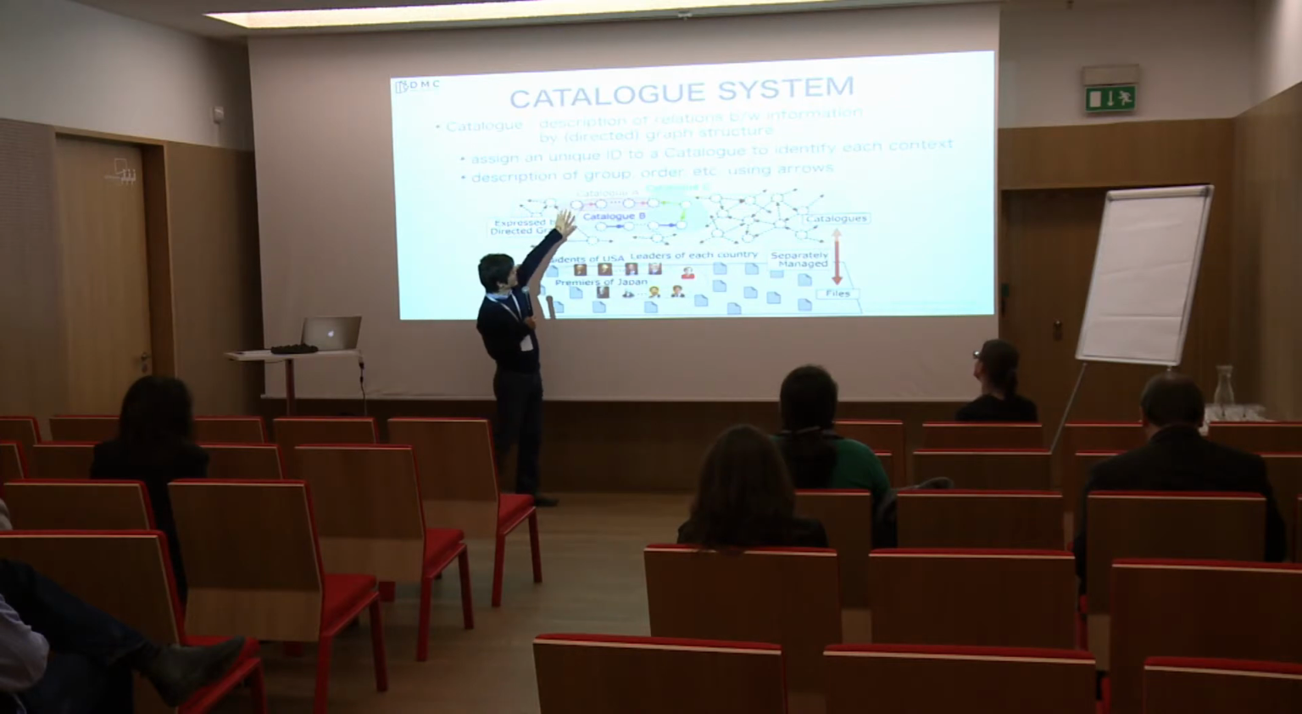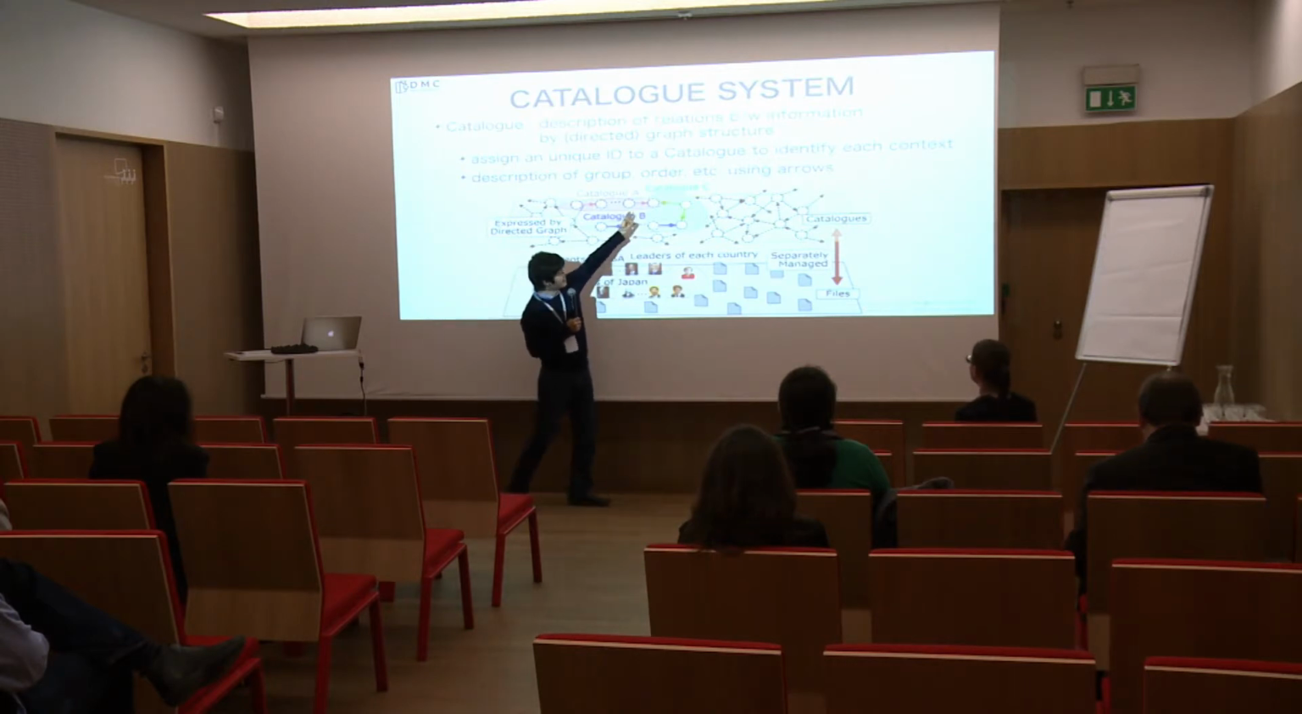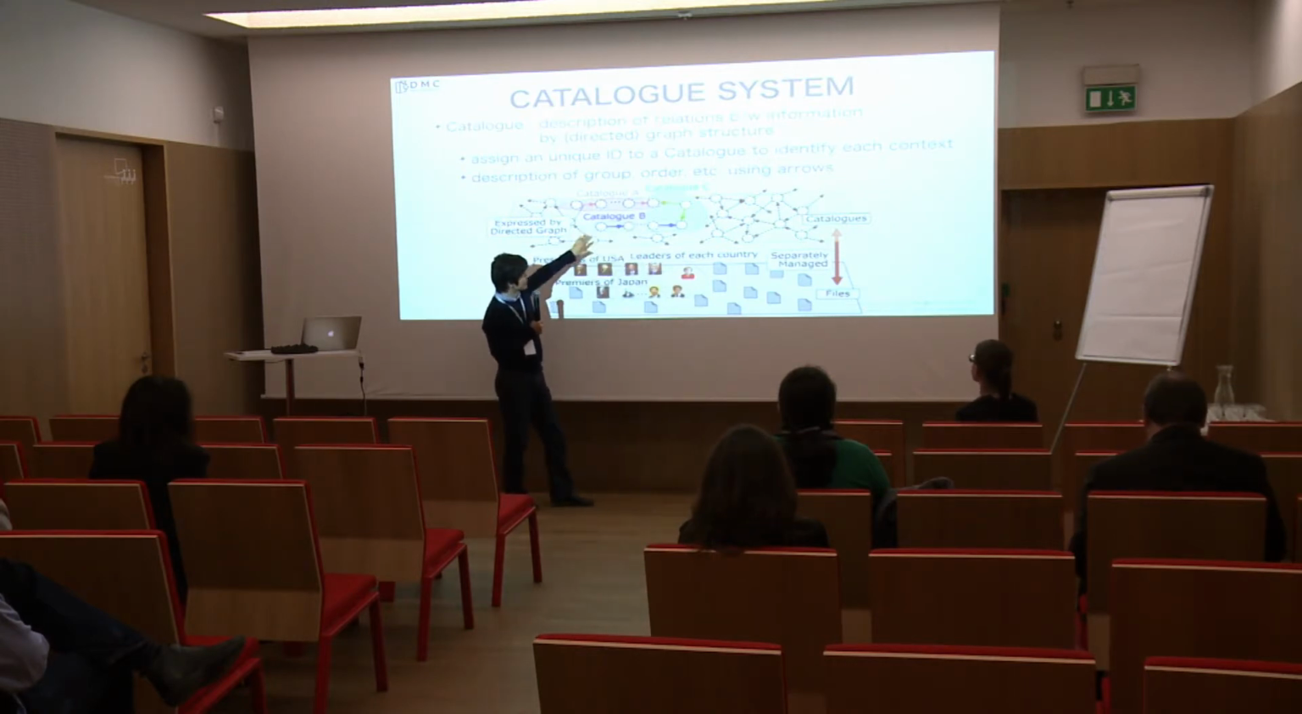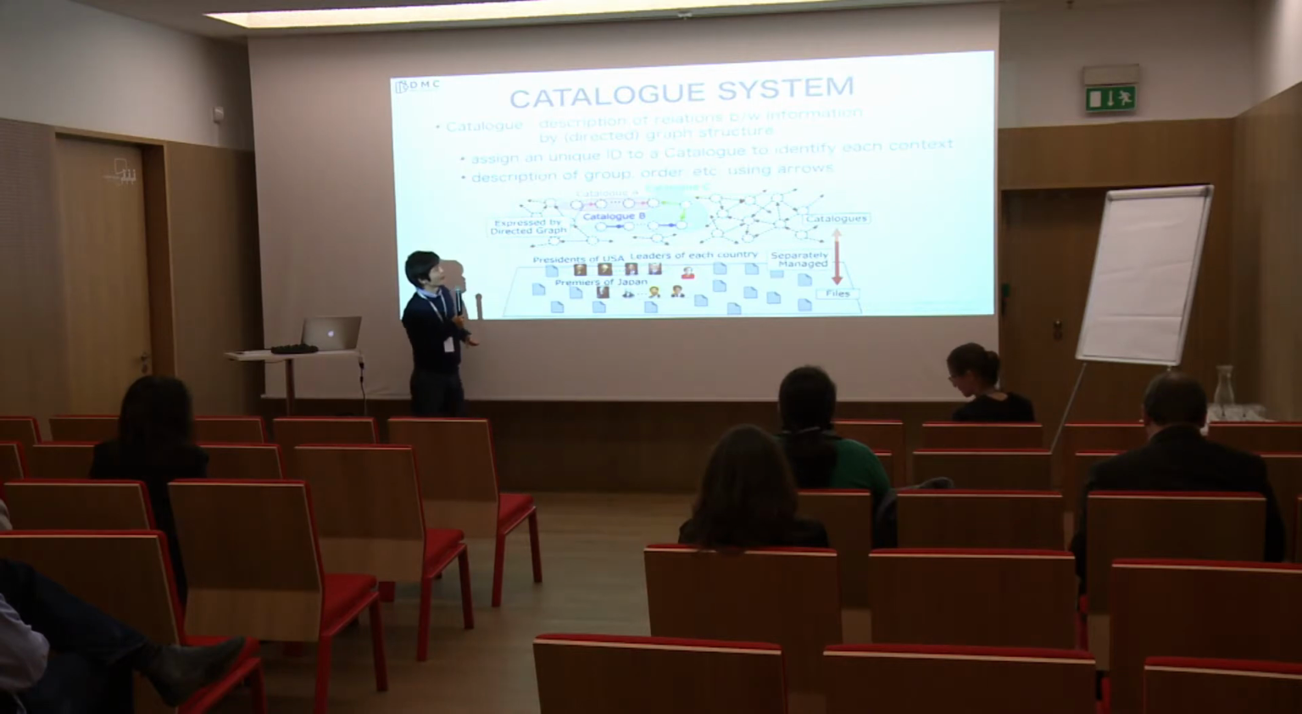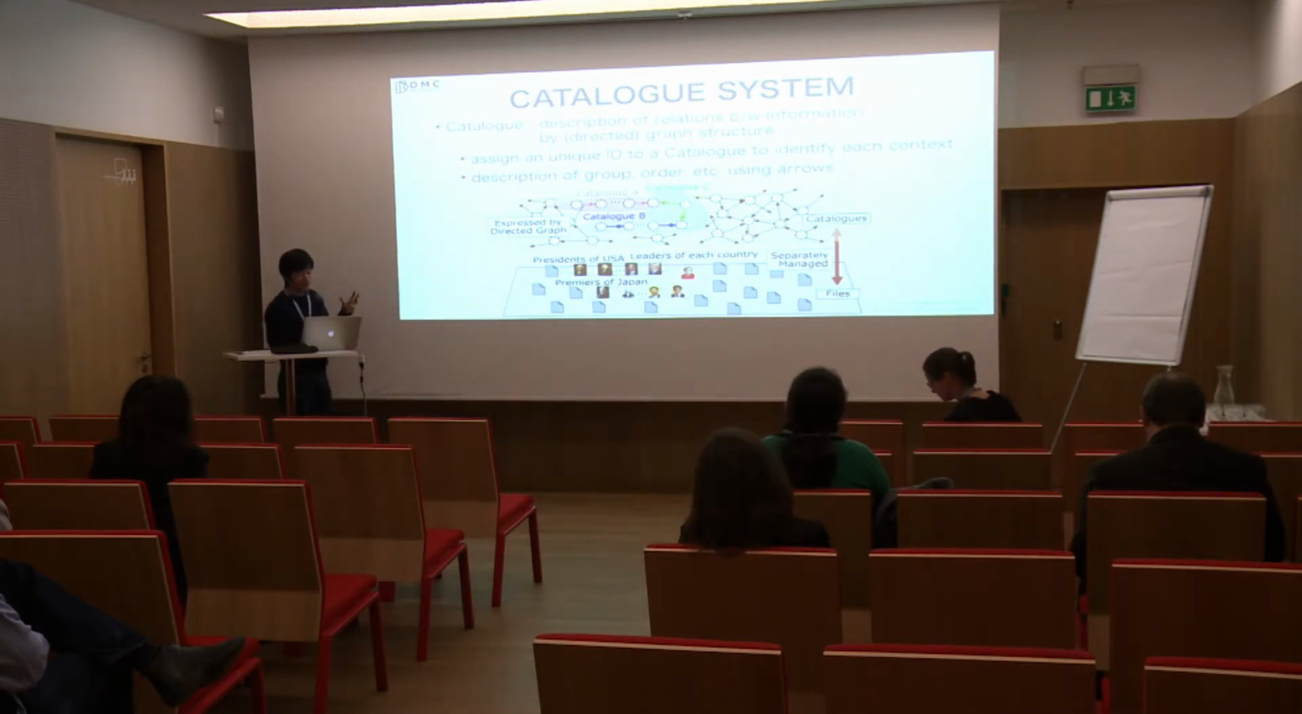For example, this is catalog A. It's actually the president of the USA, and then catalog C is the leader of each country. Catalog B is like this. So this kind of relation information is a catalog.